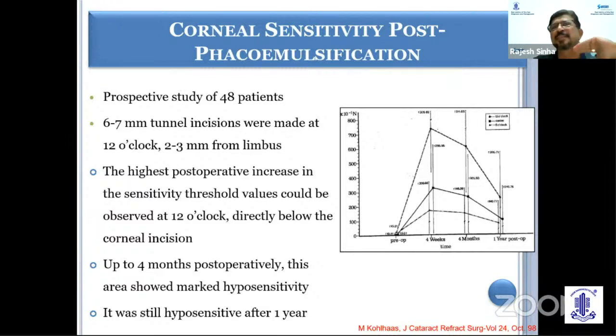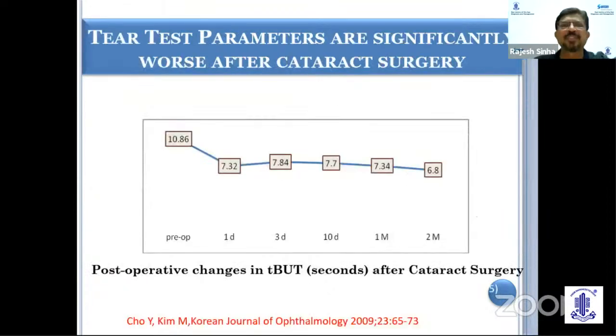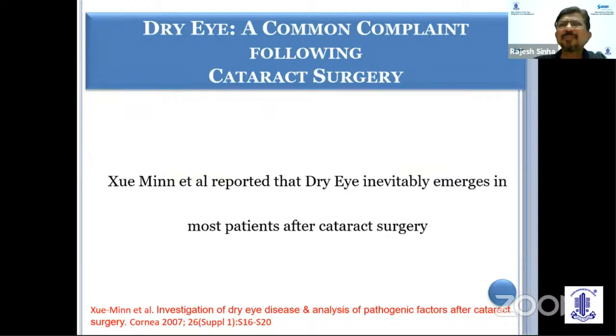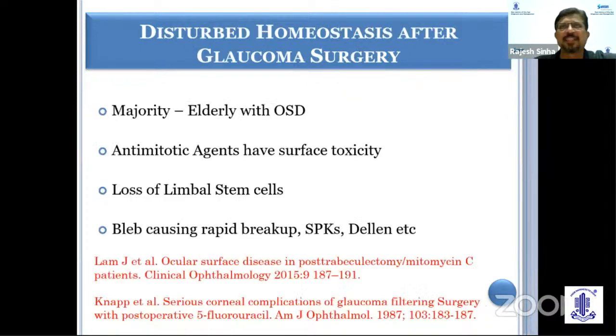This is one study which has shown that the area wherein we make the incision, the corneal anesthesia is more in comparison to the cornea which is distant away from the area of incision, and the breakup time showing a drop immediately after the surgery in comparison to the preoperative value, and even the goblet cell density has shown a decrease after cataract surgery. And this is one study which has shown that many of the patients in this study had shown symptoms related to dry eye following cataract surgery.